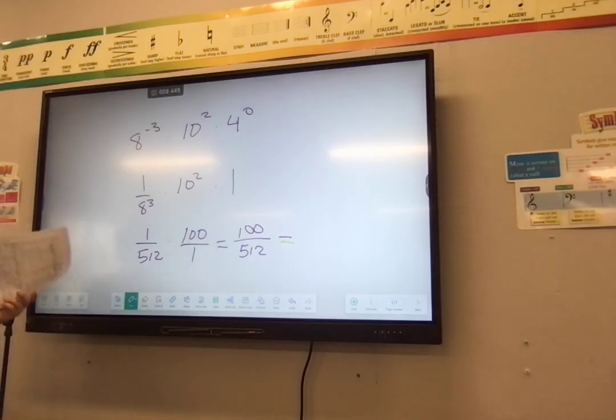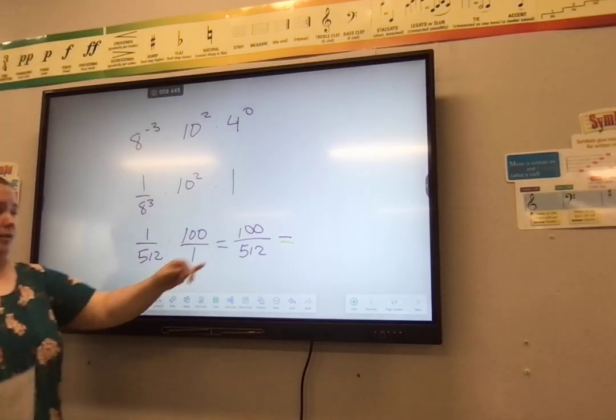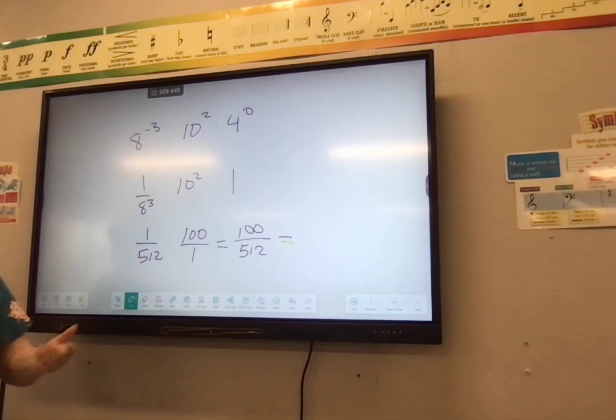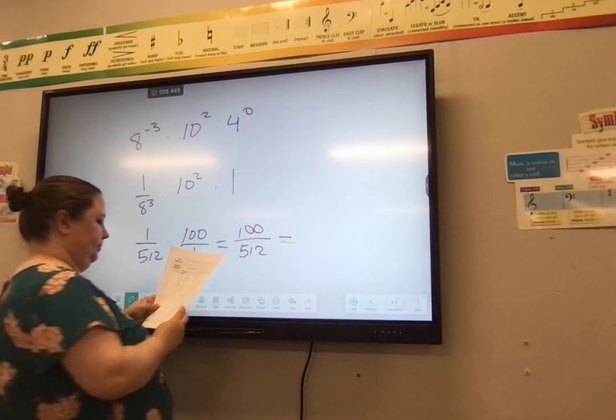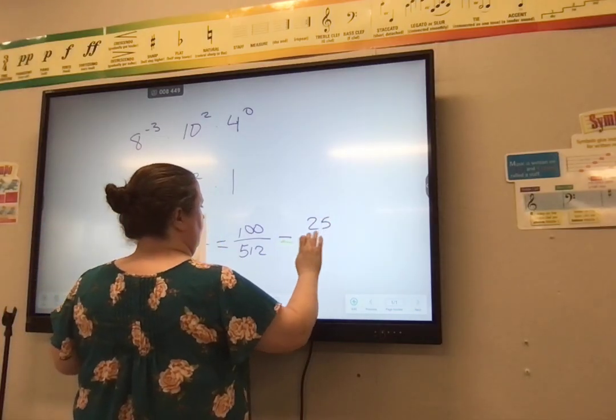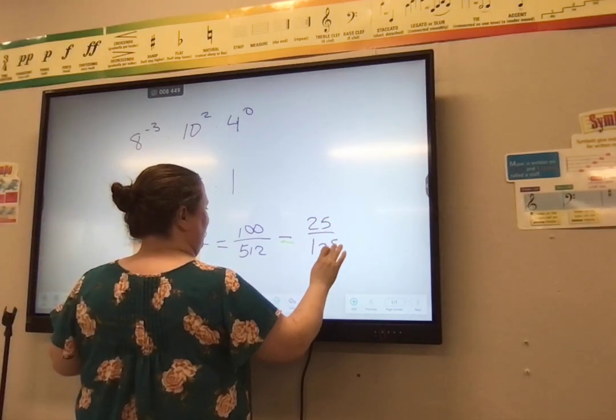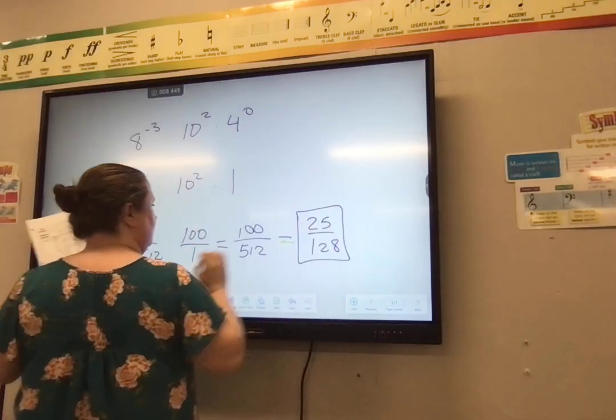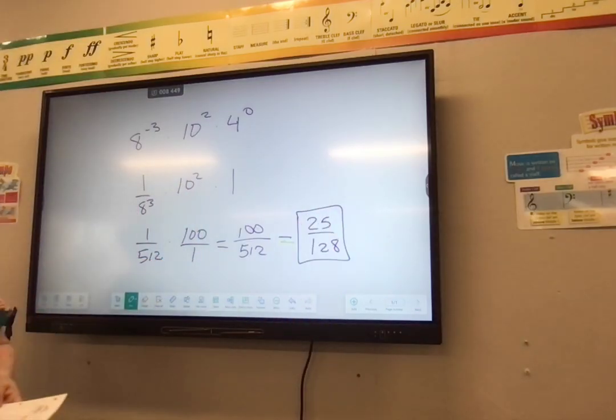Yes, it's even numbers on the end, right? 0 and 2. So at minimum I can divide by 2, but I think I can divide by 4. What do y'all think? 4. I think so too. Put it in your calculator, 100 over 512, and hit enter and see what happens. 25 over 128. So make sure you're simplifying. Remember, if you don't simplify, you lose a half a point.